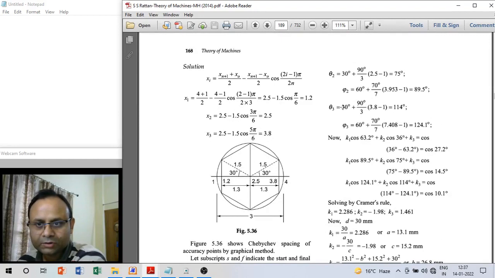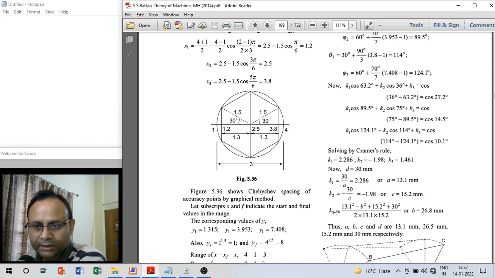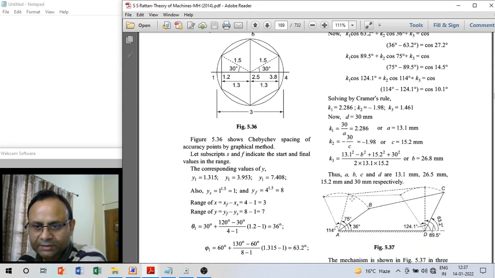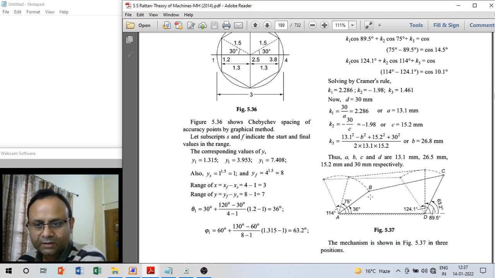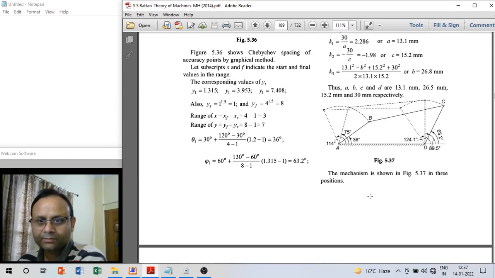So you get all three values of theta, three values of phi, and then you use Freudenstein equation for analytical synthesis. You plug the numbers in that and then solve by Cramer rule. You get k1, k2, k3, and then in the problem one of the dimensions is given, dimension of fixed link is given, so you use that information and that will give you dimension of other links. Okay, so then the synthesis is completed based on Chebyshev spacing of accuracy points.